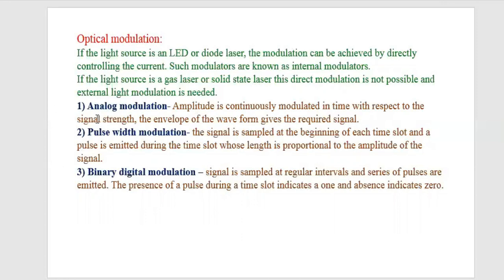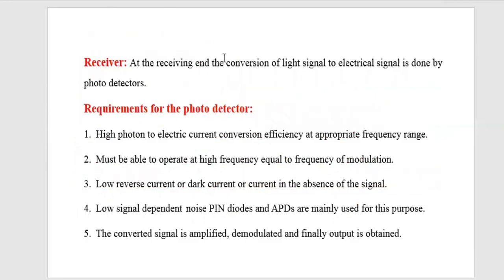The modulation can be analog modulation, in which the amplitude is continuously modulated with respect to time, and pulse width modulation, where the signal is continuously modulated with the pulse. And in binary digital modulation, the signal is sampled at regular intervals. Binary means only two digits are used: 0 indicates the absence and 1 indicates the presence. So this is about the modulation.